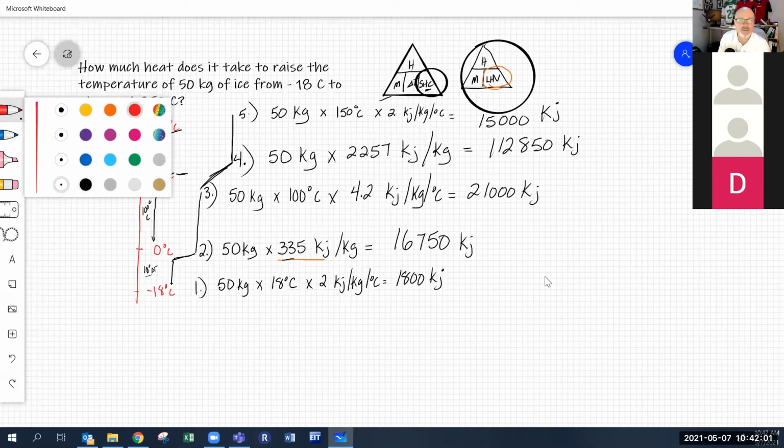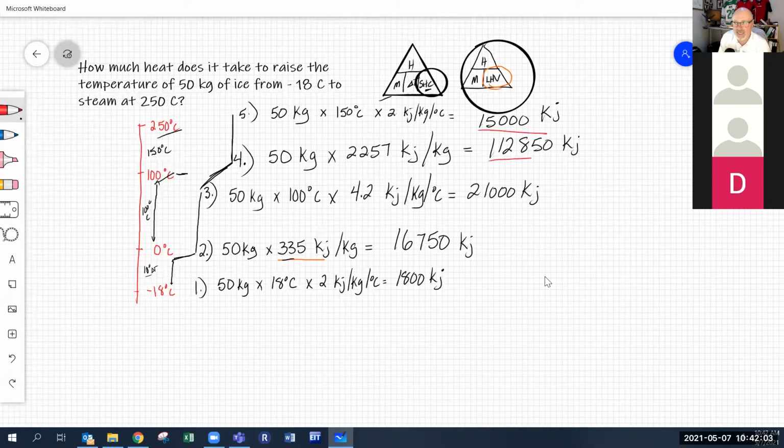And now the very last step is to add them all together, add these heats all together to get total heat. 1,674 kilojoules.